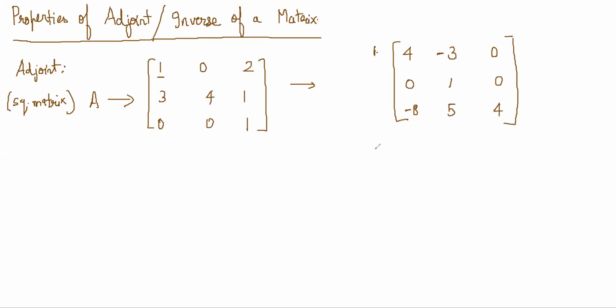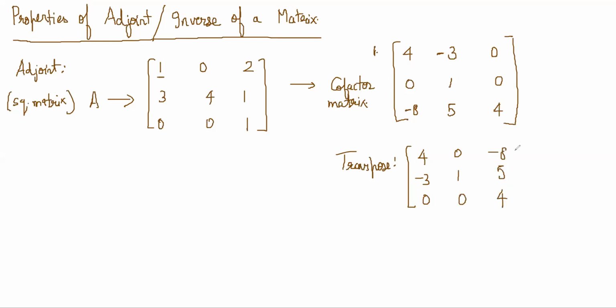This is the cofactor matrix. After that, you have to take the transpose of it. The transpose of that is the adjoint. So the transpose of this matrix will be 4 minus 3 0, 0 1 0, minus 8 5 4. Transpose means a_ij becomes a_ji, right? So we get the transpose of the matrix. This is the adjoint. Adjoint of A is equal to this.